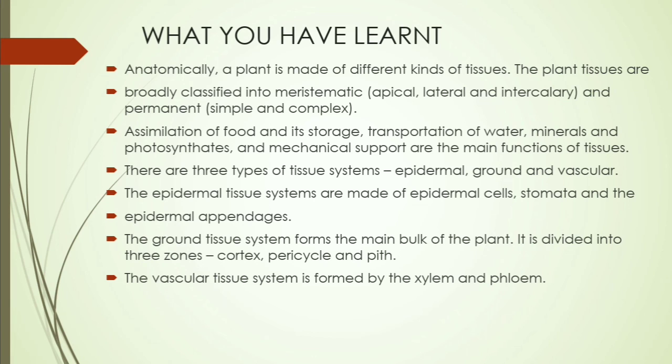There are three types of tissue systems: epidermal, ground and vascular. The epidermal tissue systems are made of epidermal cells, stomata and the epidermal appendages. The ground tissue forms the main bulk of the plant. It is divided into three zones: cortex, pericycle and pith. The vascular tissue system is formed by the xylem and phloem.